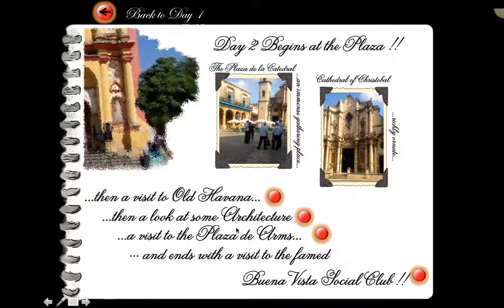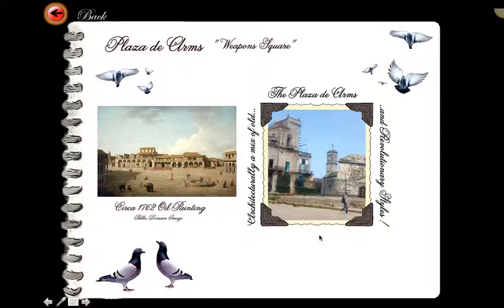Okay, so in the next spot, you talk about the Plaza de Arms. Again, hover. Here you are.